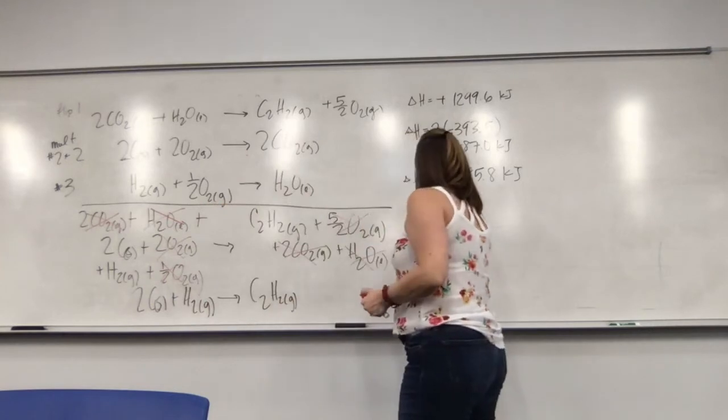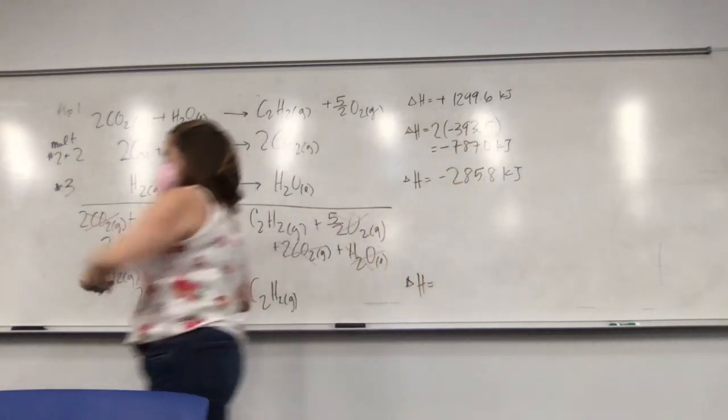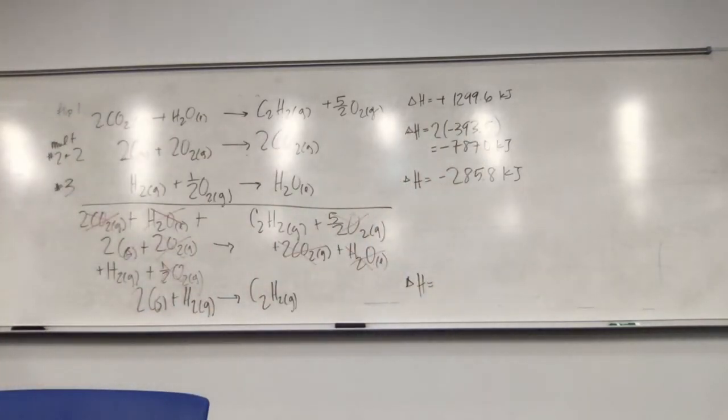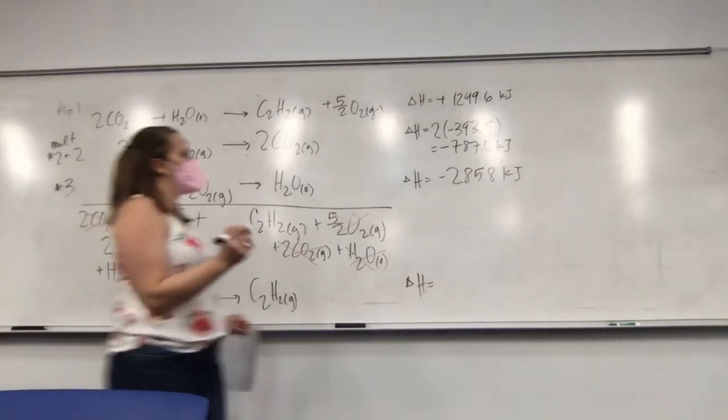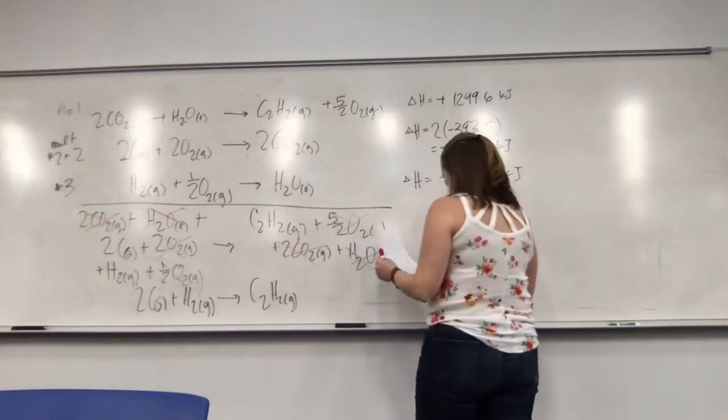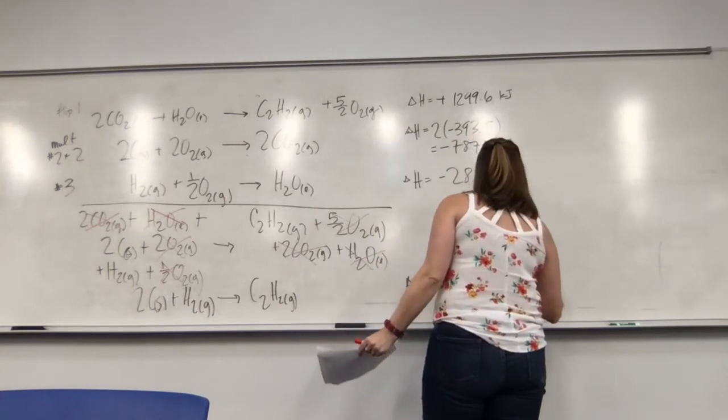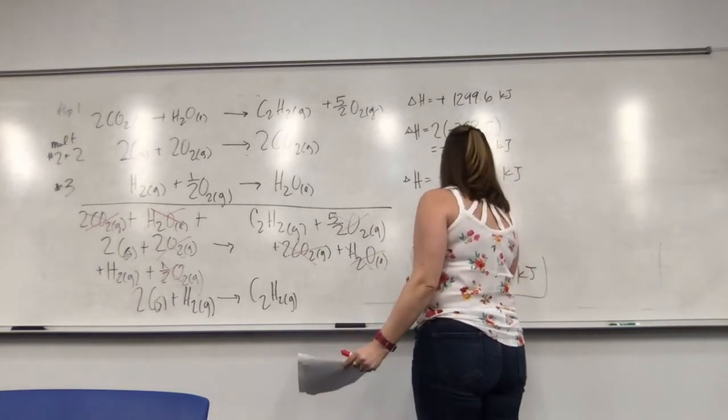So delta H is positive 226.8 kilojoules.